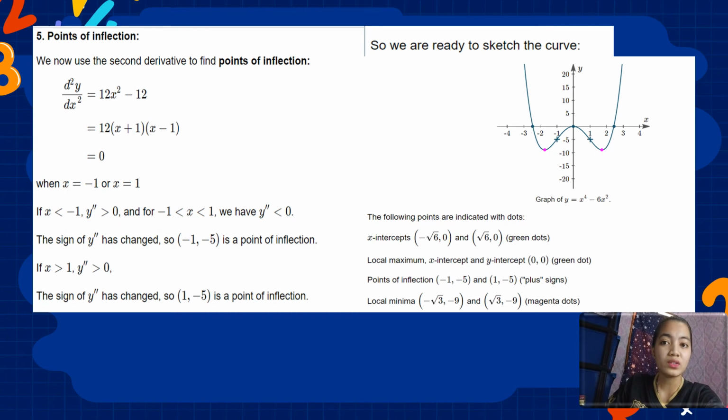So we are ready to sketch the curve. The following points are indicated with dots. X-intercepts (−√6, 0) and (√6, 0), green dots. Local maximum, x-intercept and y-intercept (0, 0) in green dot. Points of inflection (−1, −5) and (1, −5) in plus signs. Local minima (−√3, −9) and (√3, −9) in magenta dots.